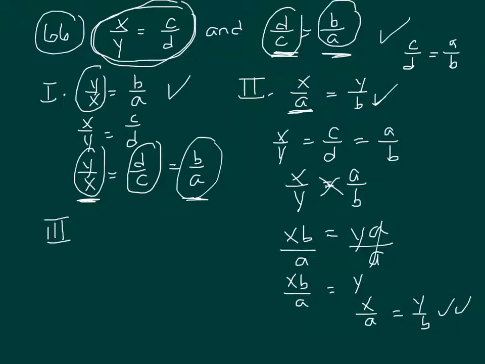Now what about 3? 3 is y over a equals x over b. So let's start with that line: xb equals y times a. And I'm not going to be able to do this. I need to get a in the bottom where I can divide both sides by a. But look, those fall out. There's no way to do that. So only Roman numeral 1 and 2 are equal, but not 3.